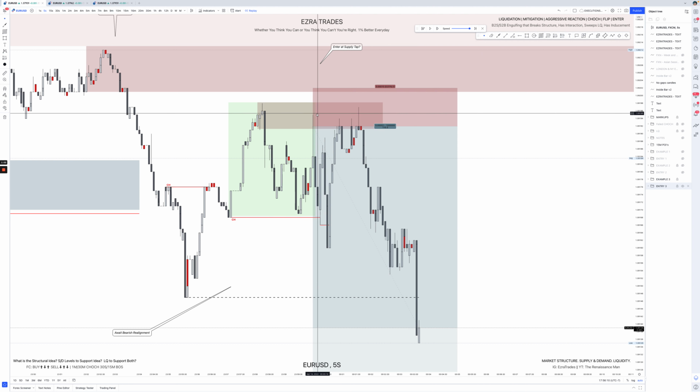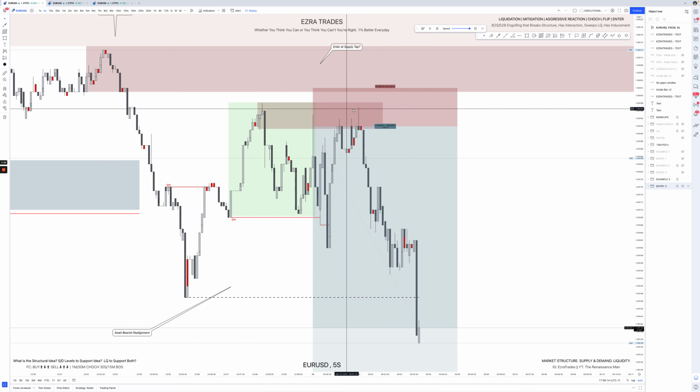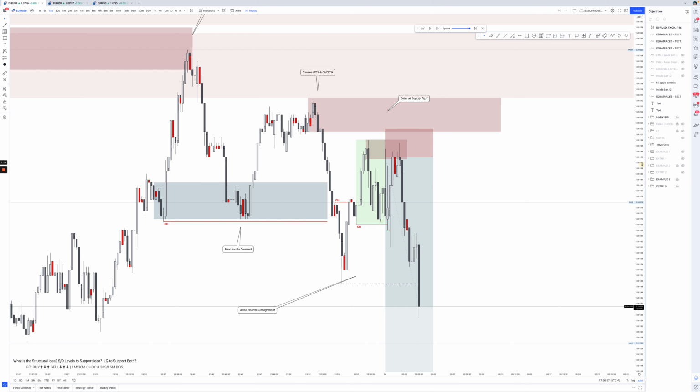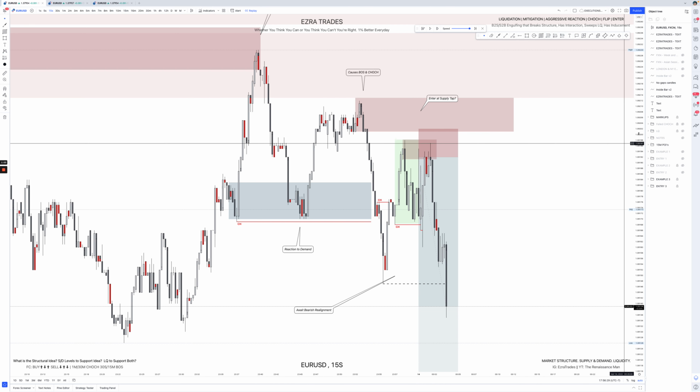Let's say price didn't come into that zone, it eventually does, and you can see it comes in a little bit deeper, it comes into the wick. The wick is basically where the selling pressure came from. This is the buy to sell engulfing. There we go. So we're trading away from this zone.